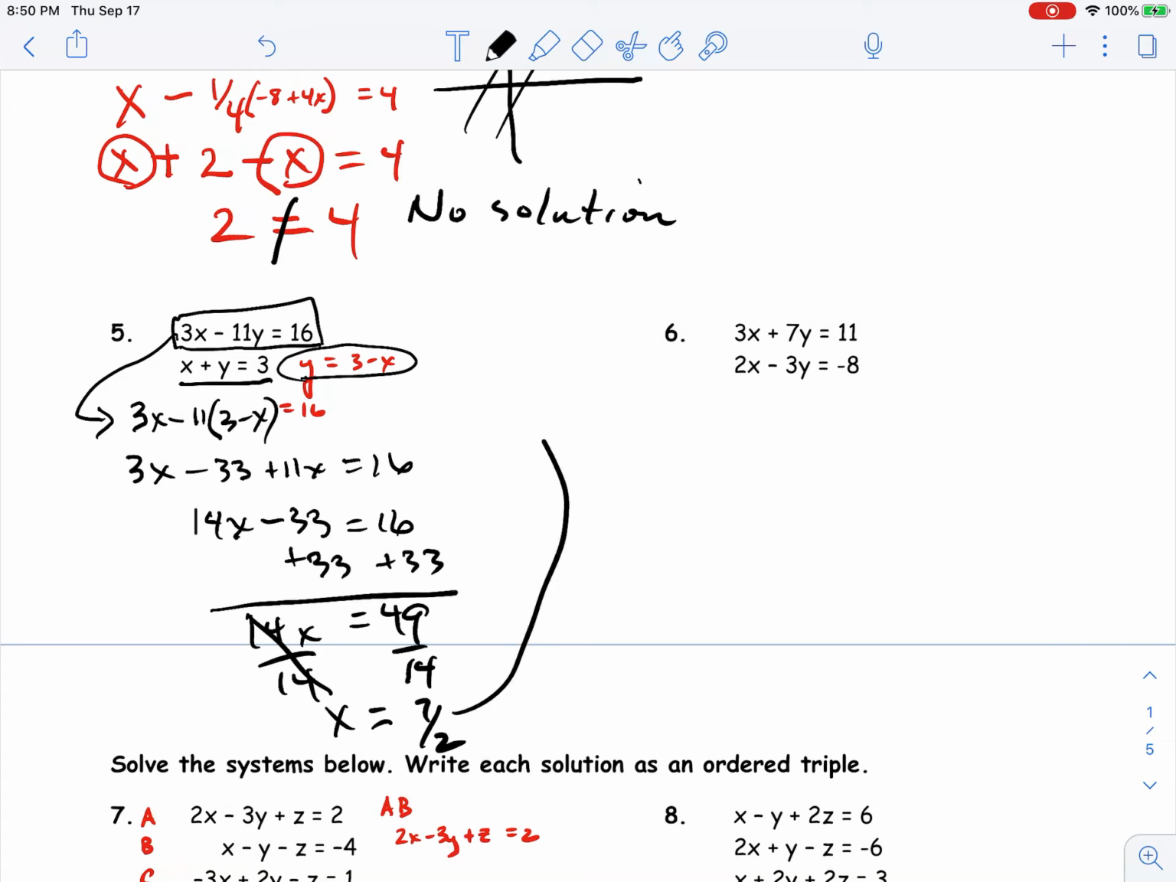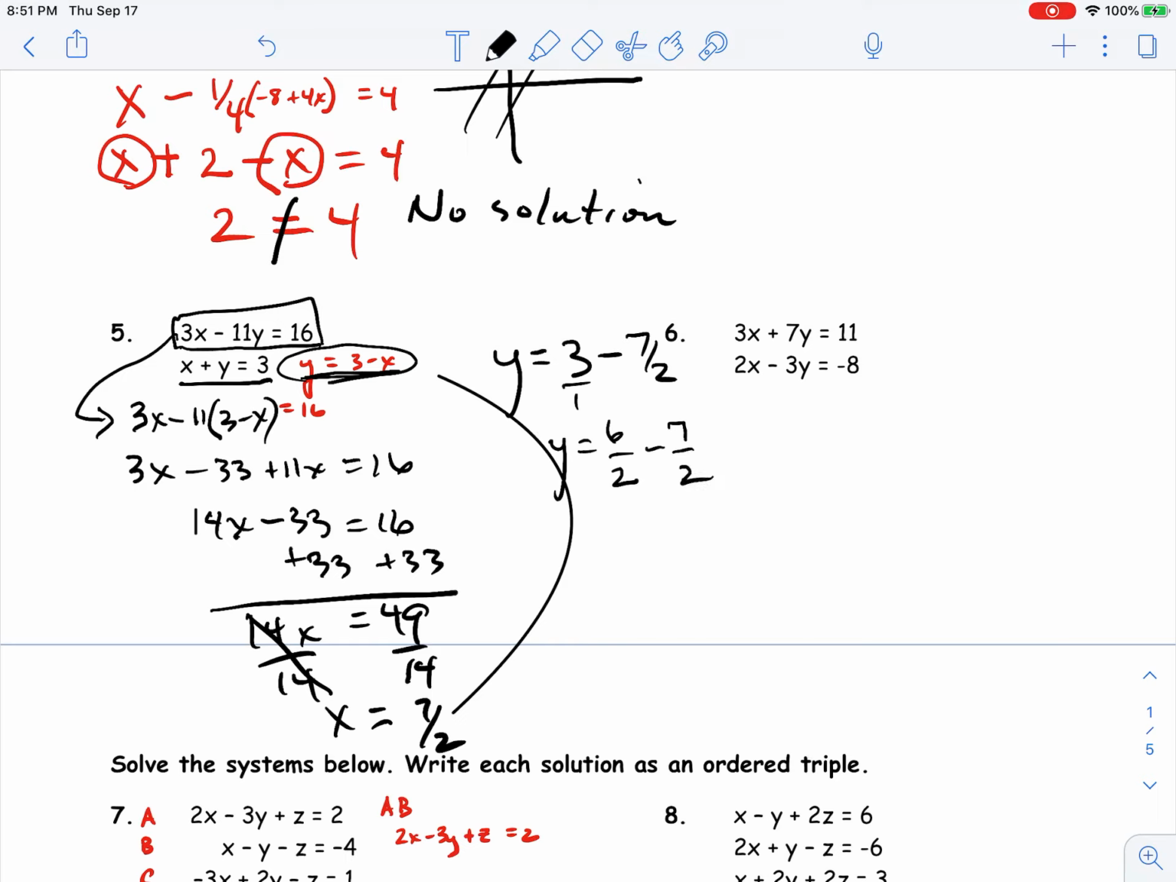So what I want to do with that is put that back into one of the equations so that I can solve for y. And so I'm going to choose this one right here. I know that y equals 3 minus, and the x is 7/2. Now, here's where it gets a little difficult. This is really 3 over 1. And what I would suggest is changing it to common denominators. 3 over 1 is the same as 6 over 2. And if I subtract 7 over 2 from 6 over 2, I end up equaling negative 1/2.